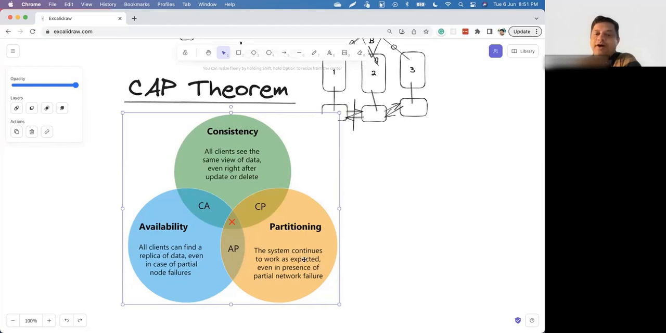System continues to work as expected, even in presence of network failure, right? So this is partition tolerance. So you can get not all 3 of them. See here, there is a cross in this. It's kind of a Venn diagram, right? So a system cannot have all the 3 characteristics together. It can have only 2 of the 3 characteristics.